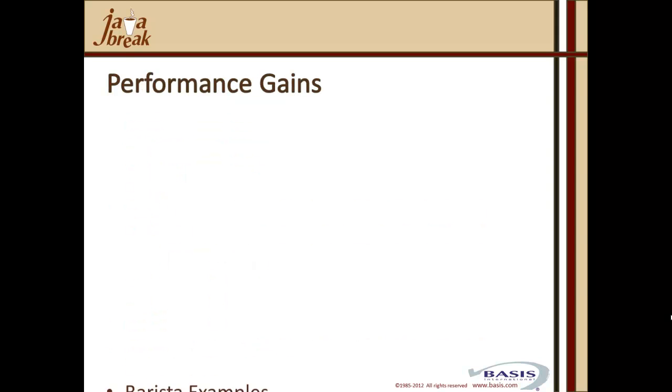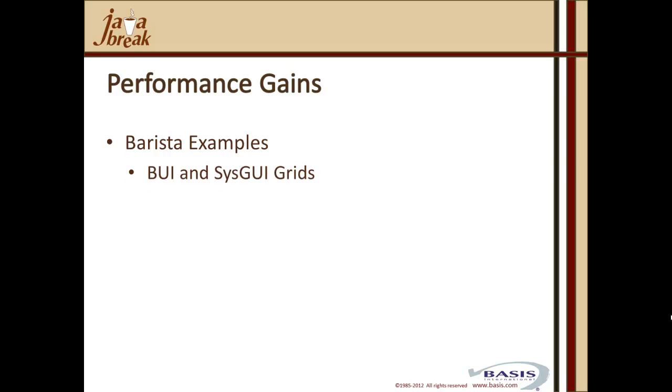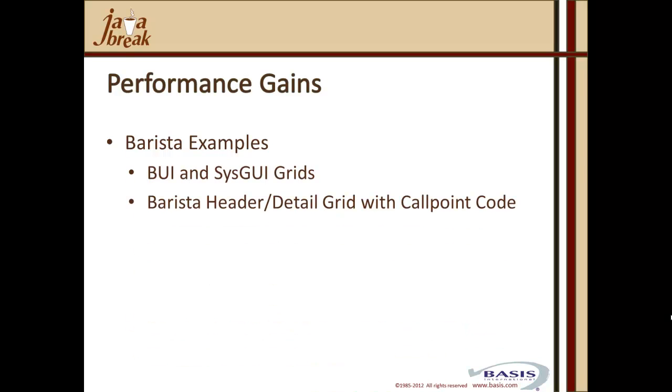So firstly, talking about performance gains, the Barista examples we have today are BUI and SysGUI grids, and a Barista header detail grid with callpoint code, specifically where we have a detail grid that is going to execute callpoint code between each line of that detail grid. And then we'll look at Barista's query optimization.